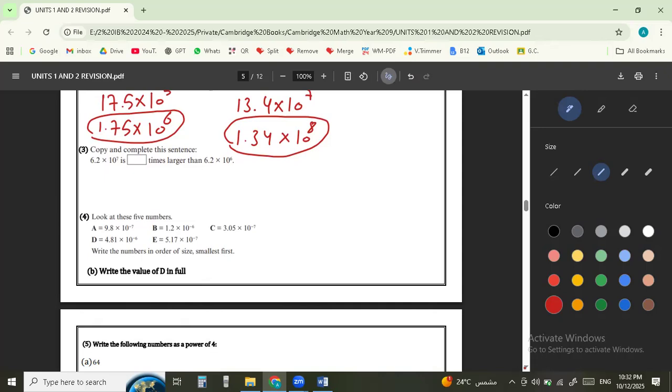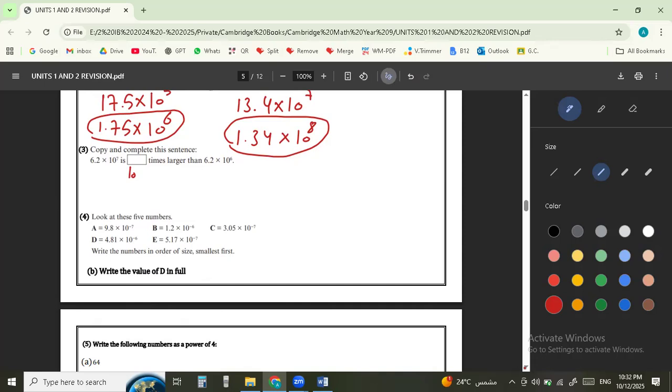6.2 times 10 to the power of 7 is how many times greater or larger than 6.2 times 10 to the power of 6? Don't say 1 time. No, it is 10 to the power of 1. So it's just 10. 10 times larger. Remember, if this was 8 and this was 6, so 10 to the power of 2 larger, which is 100.